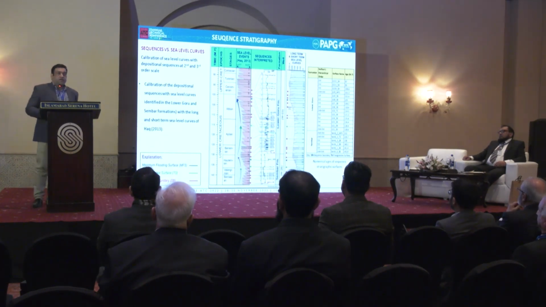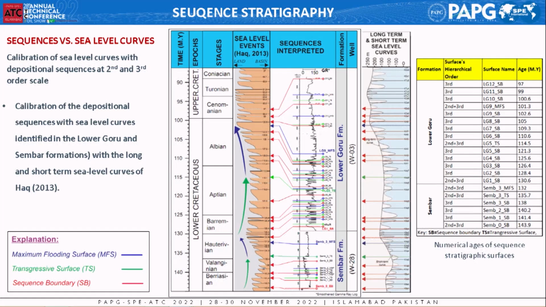So after very preliminary sequence stratigraphic interpretation over the well logs in Sambar and Lower Guru formation, all the sequences were calibrated and correlated with the sea level curves of Haq et al. So it was obvious that the sequences had a very good and nice matching with the sea level curves and different events of the sea level curves.